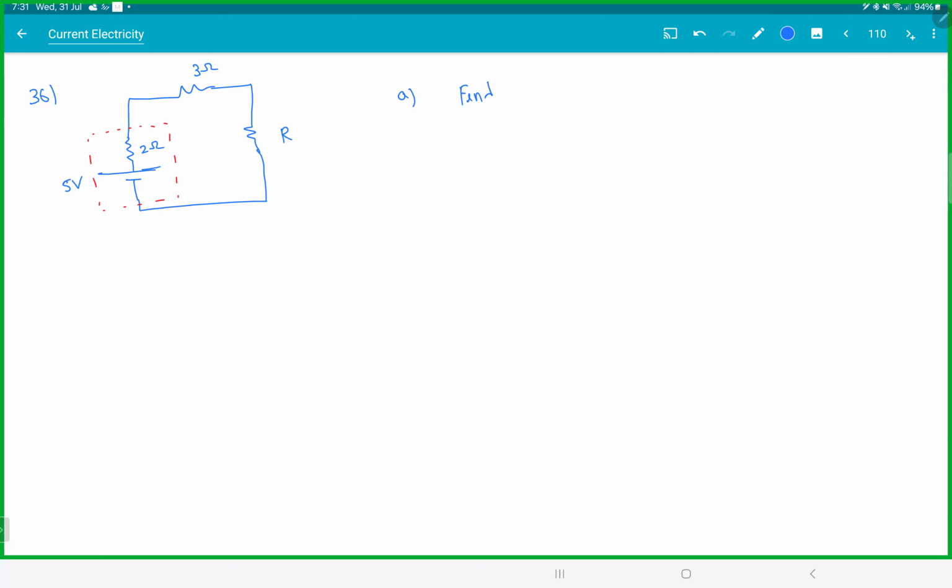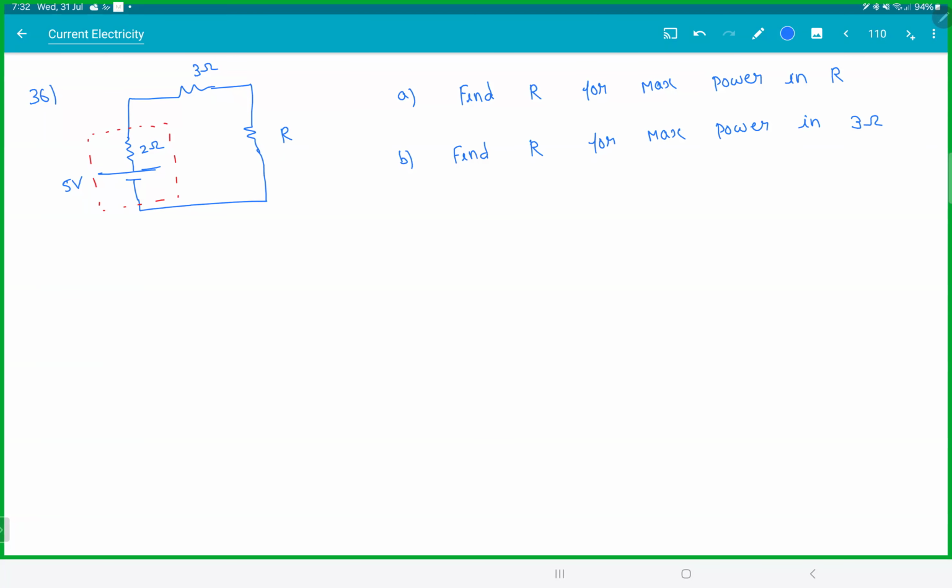So the question is, find R for max power in R. In the exam, they'll ask you this: find R for maximum power in 3 ohms. Both are completely two different questions. Get them? Try everyone, I'll give you a minute.